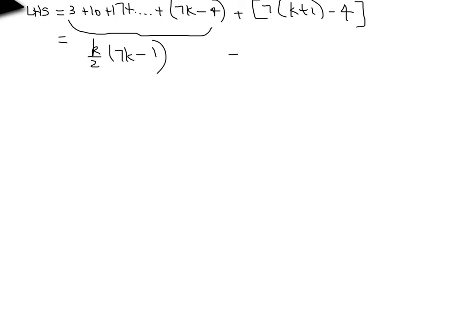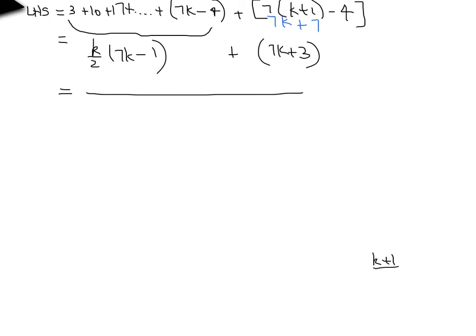So we have to add, and I'll expand this out as we go now. If I use blue again, if I expand the first set of brackets out, that's 7k plus 7, then we've got a minus 4 off it. So that's a 7k plus 3. So I need to show that this is equal to the right-hand side. And the right-hand side was k plus 1 on 2, 7k plus 6. So that's what we need to get on the left-hand side.